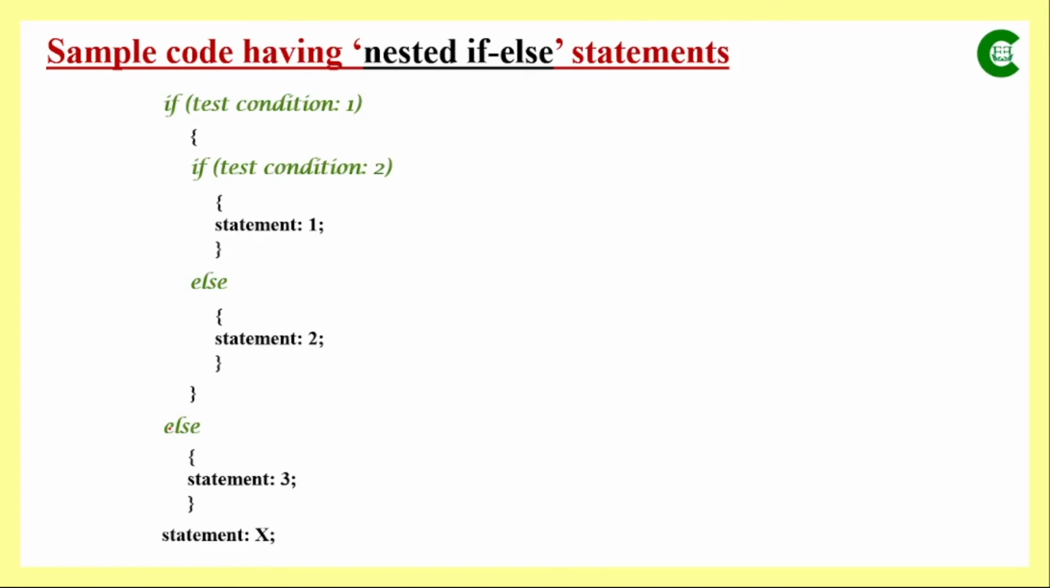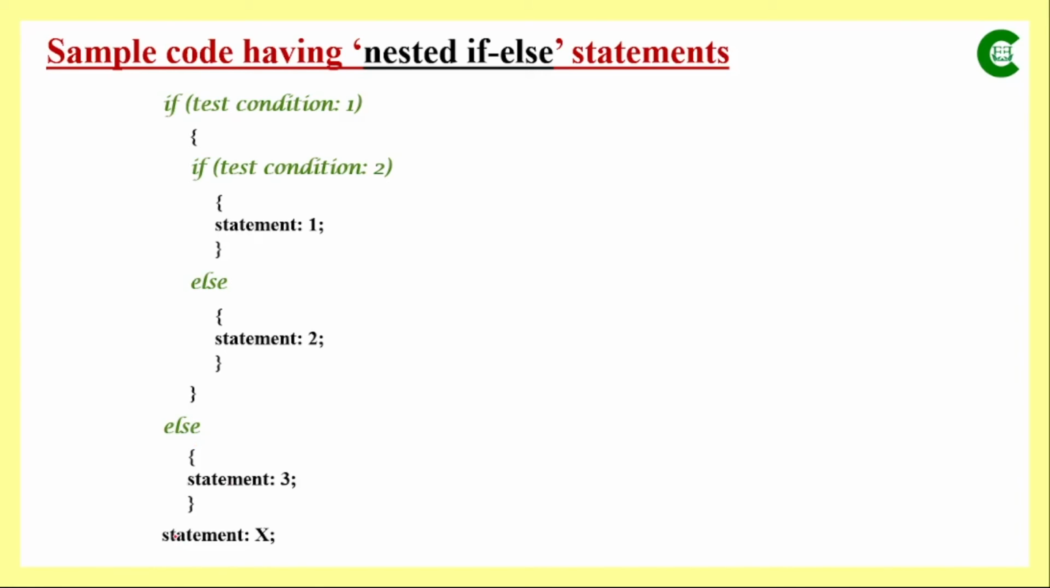It will come straight to this else part. This else part corresponds to this if, and that's why this else is aligned with this if. So once the program flow comes under this else part, it will execute the statement written under this else part, that means statement 3. And once statement 3 is executed, the program flow will go to statement X.